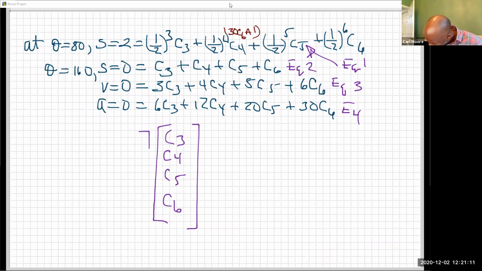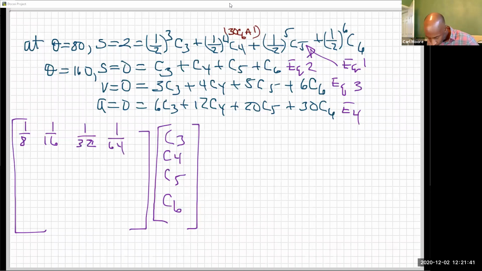Here's the matrix. The first row is going to be my S row. The C3 here is multiplied by 1/2 squared, then a 1/2 cubed, and a 1/2 to the 4th, and a 1/2 to the 5th, and so on. So a 1/2 cubed is 1/8, a 1/2 to the 4th is 1/16, a 1/2 to the 5th is 1/32, and last but not least, 1/64 for 1/2 to the 6th. So that handles my S equation, so my equation 1 is done.